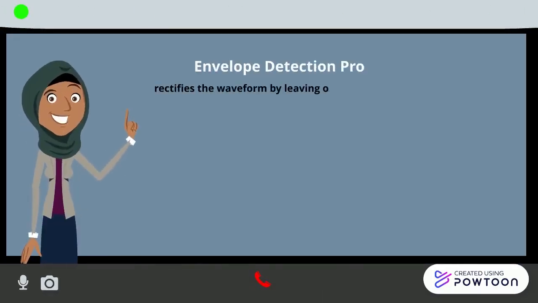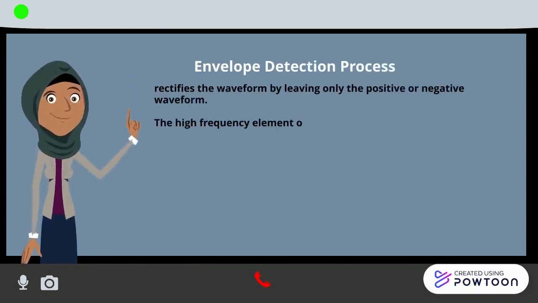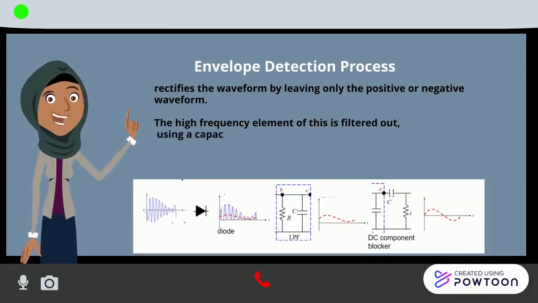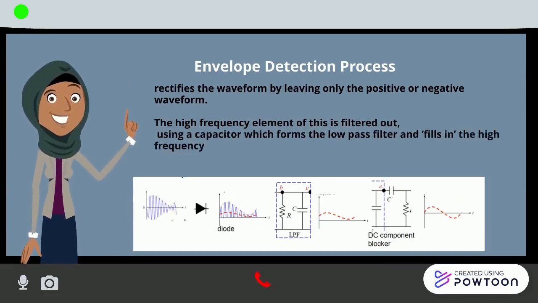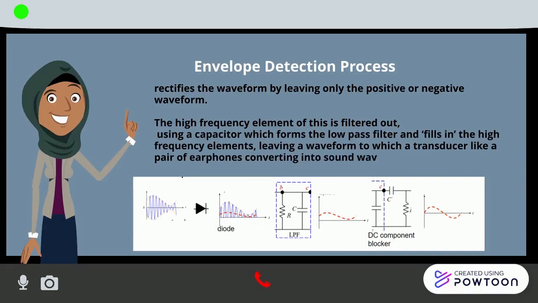Envelope detection process. The diode envelope detector rectifies the waveform, leaving only the positive or negative half of the waveform. The high-frequency element of this is then filtered out, typically using a capacitor which forms the low-pass filter and effectively fills in the high-frequency elements, leaving a waveform to which a transducer, like a pair of earphones or a loudspeaker, could respond to and convert into sound waves.